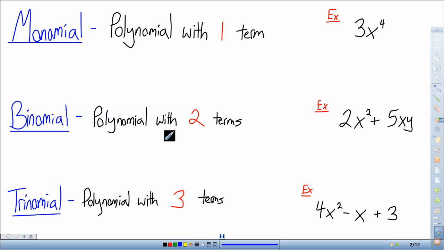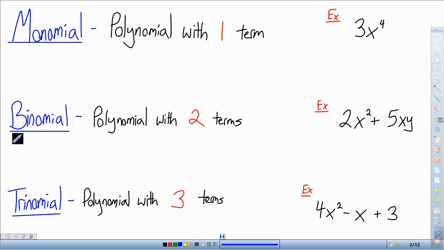This is a pretty simple idea. Basically, a monomial is a polynomial with just one term. An example of that would be 3x to the power of 4. This is just a single term, so that's a monomial. Another example of a monomial, just randomly, would be 12. That would also be a single term, a monomial. So if you ever see the word monomial, they're just saying it has one term.